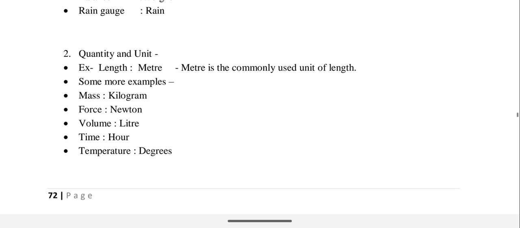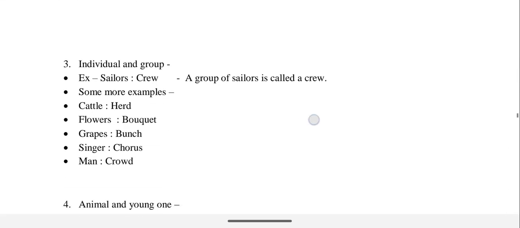Quantity and unit: for example, length, meter. Meter is a commonly used unit of length. Some more examples of unit and quantity: mass, kilogram; force, newton; volume, liter; time, hour; temperature, degrees. Next, individual and group. Example: sailor, crew.